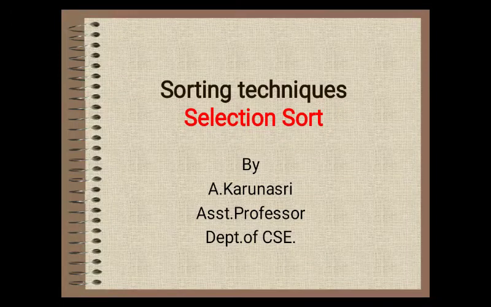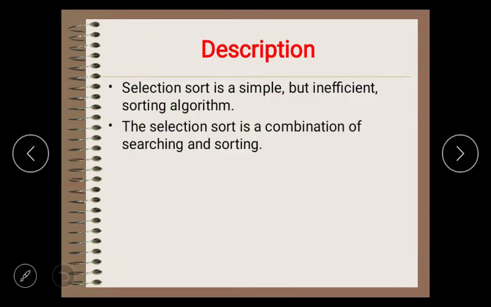Welcome back. In this video, I am going to talk about another sorting algorithm named selection sort. In this technique, we find the smallest element and place it in the appropriate position. Selection sort is a simple but inefficient sorting algorithm, and it is a combination of searching as well as sorting. We will see how it works.